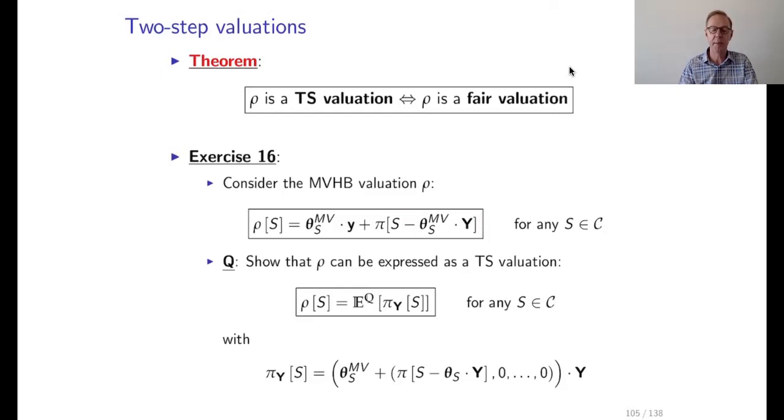Now, rho is a mean variance hedge-based valuation. That means rho is fair. And if rho is fair, it can be written as a two-step valuation. So the question now is, show that this mean variance hedge-based valuation can be written as a two-step valuation, so as expectation under Q of pi y of S for a certain fair conditional valuation pi y of S. That's what we want to prove.